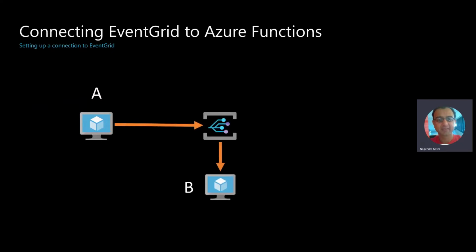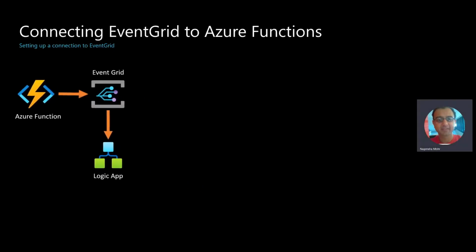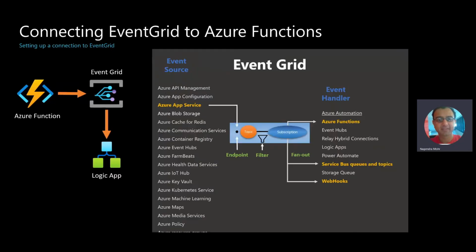Grid. It's essentially a queue. So application A sends a message into the queue, and the queue will invoke B as soon as that message comes in. And in our demo today, we're actually going to use an Azure function calling a logic app, and it's going to go through Event Grid. So let's actually take a look at what Event Grid is.